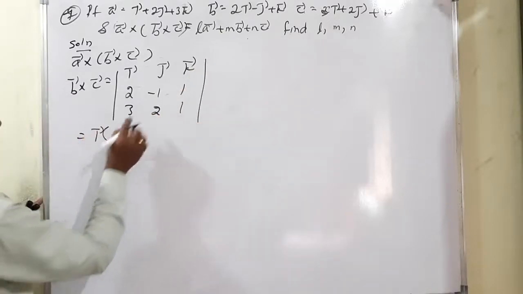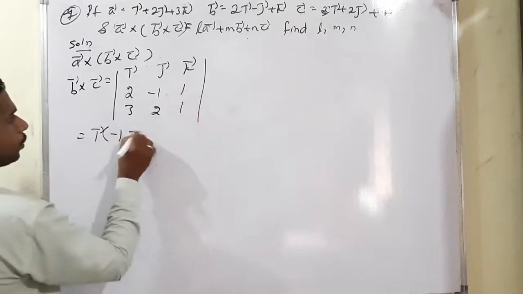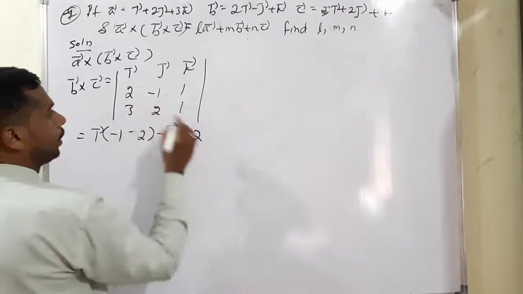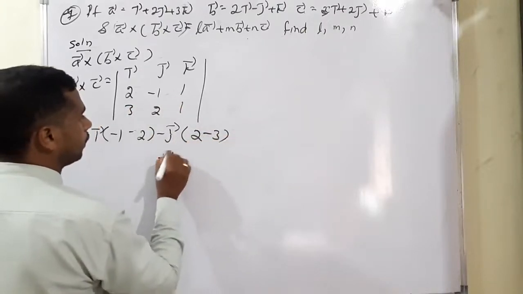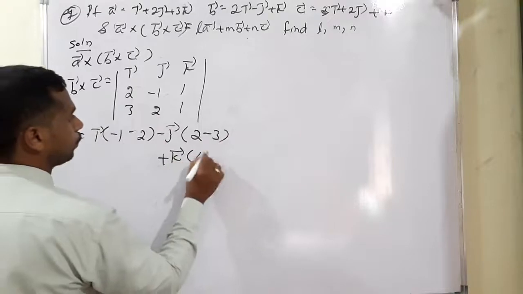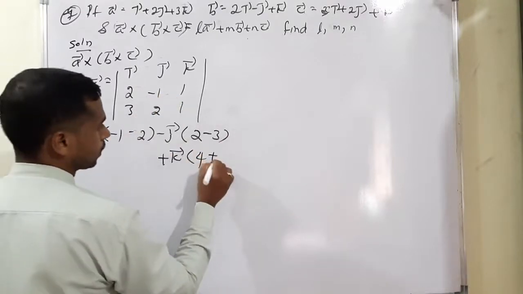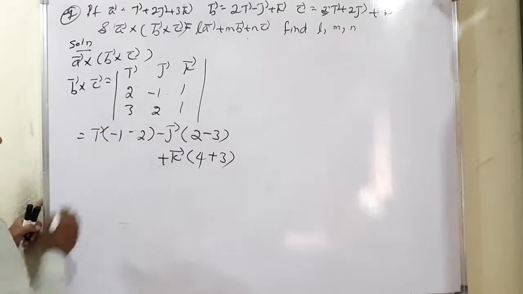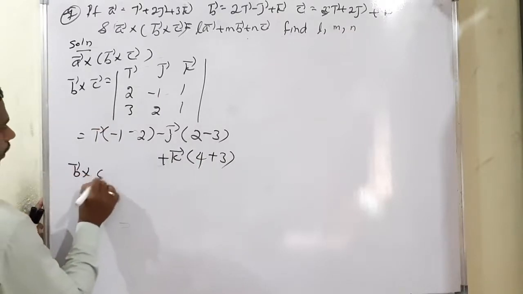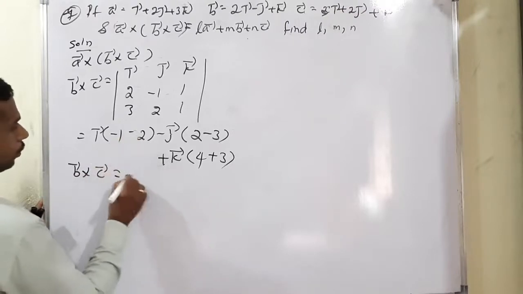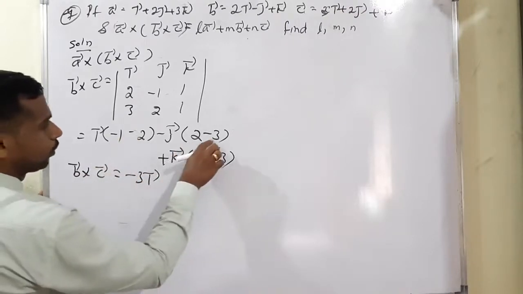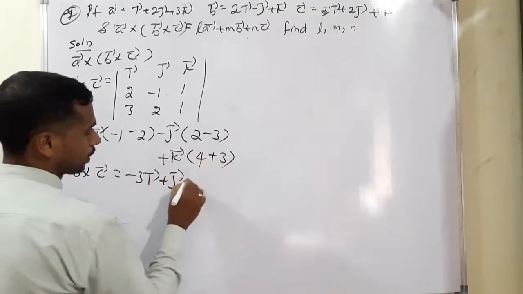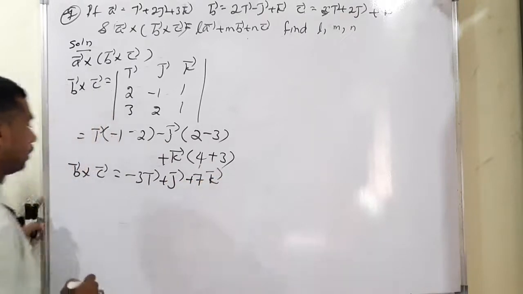Now i vector: minus 1 into 1 minus 1 into 2, minus 2. Minus j vector: 2 into 1 is 2, 3 into 1 is 3, minus 3. Then plus k vector: 2 into 2 is 4, 3 into minus 1 is minus 3, but cross multiply means positive 3. So B vector cross C vector is minus 1 minus 2, minus 3 i vector, plus j vector, 4 plus 3 is 7, plus 7 k vector.